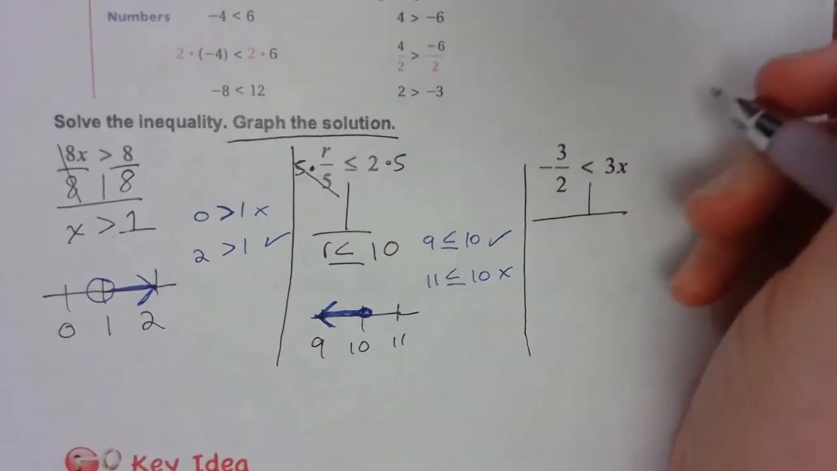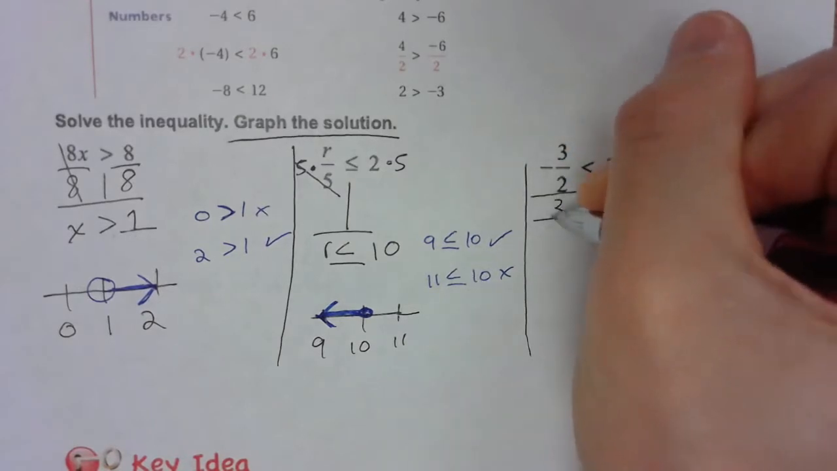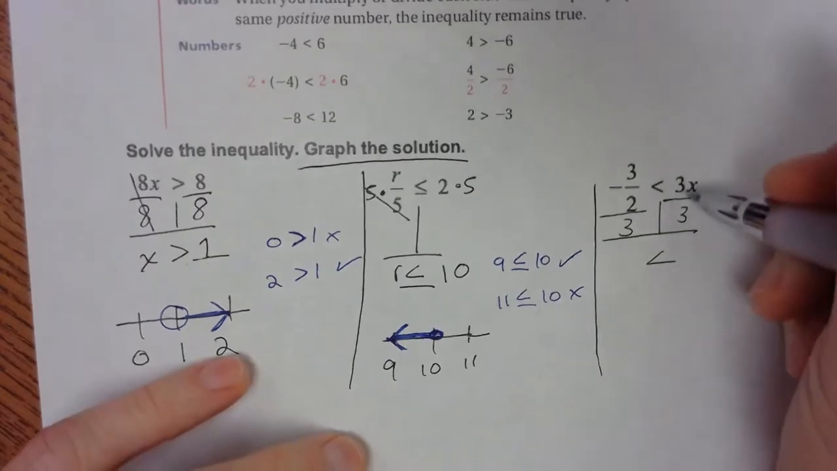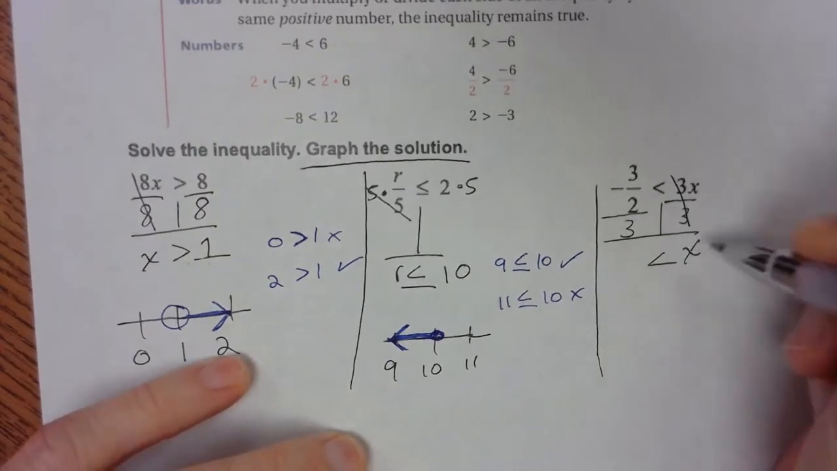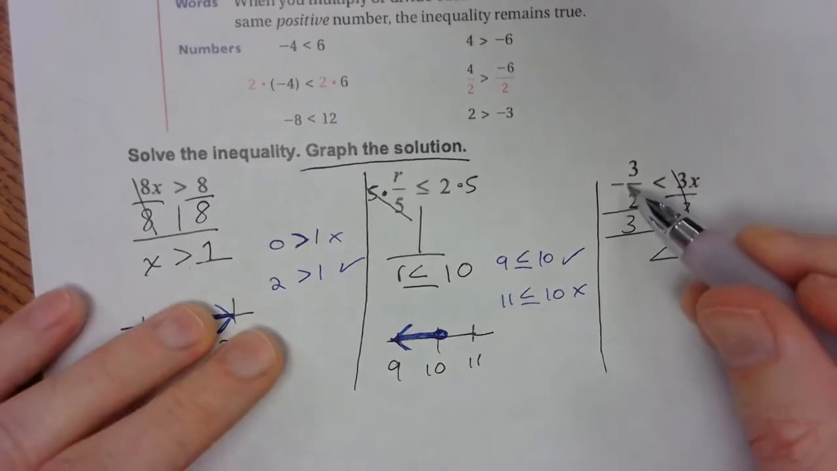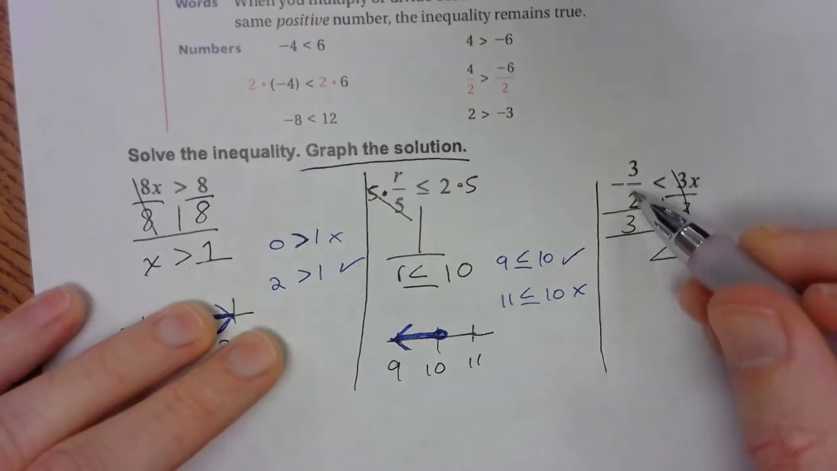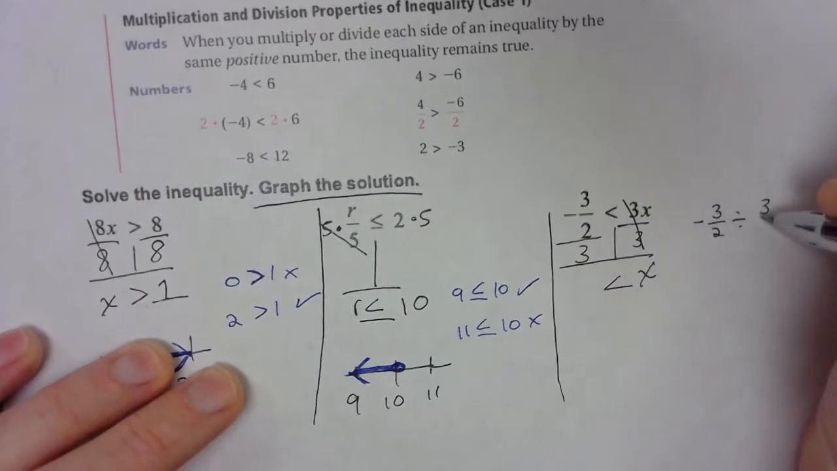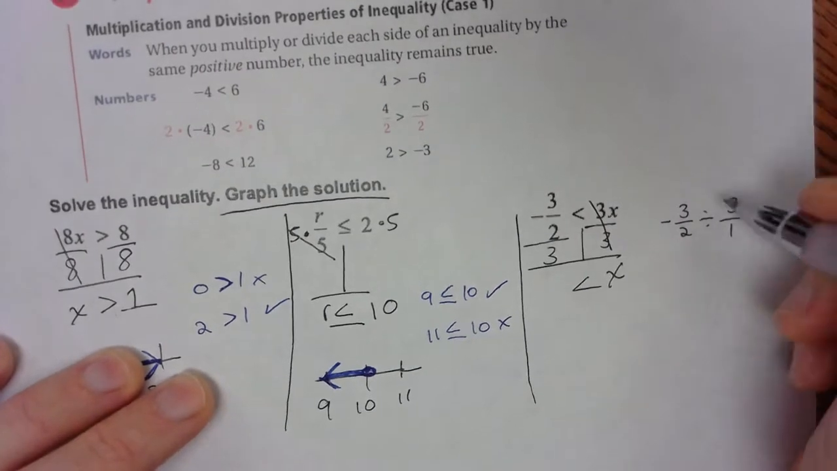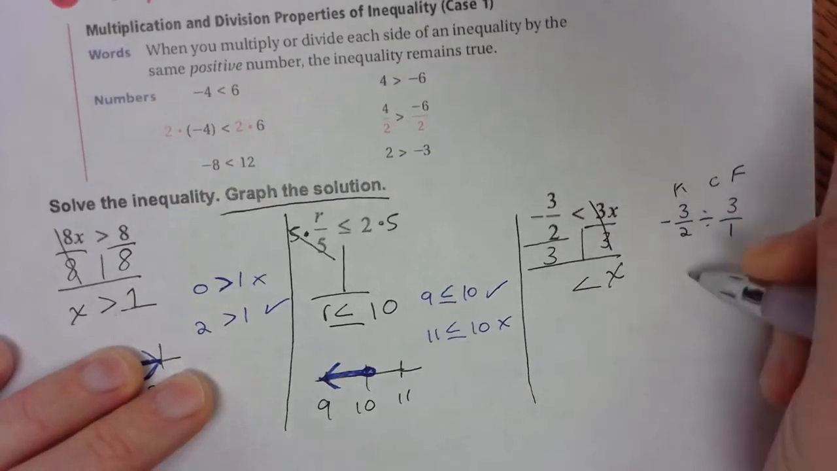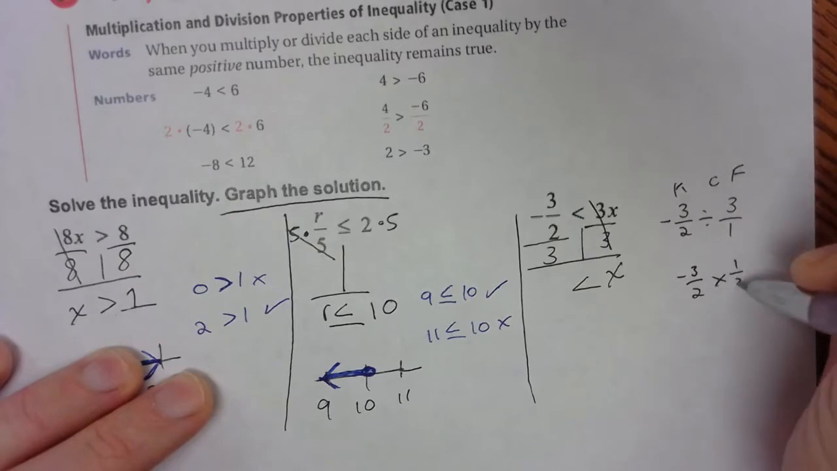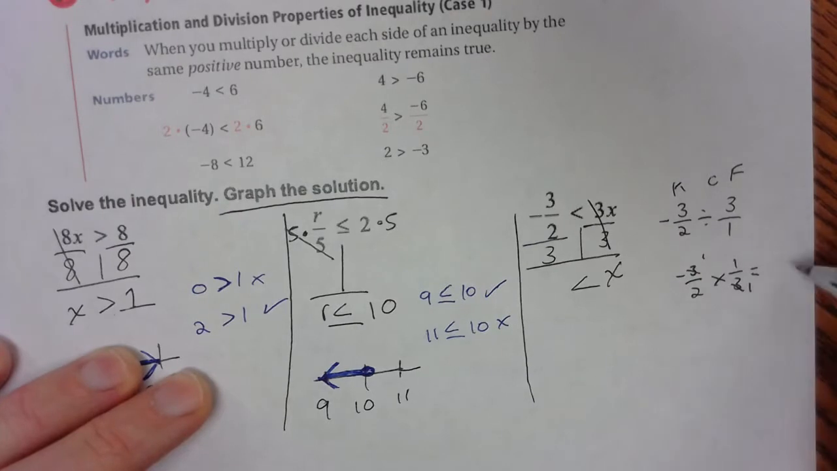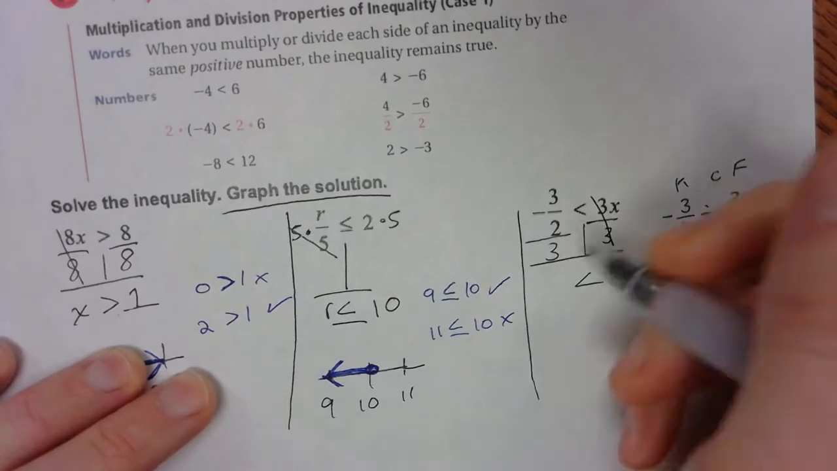Number next to a variable means multiplication, so we need to divide. So 3 divided by 3, I cross that out, bring down your variable. Inequality is less than. Now I have negative 3 halves divided by 3. I cannot do that in my head, so I'm going to go off to the side. Negative 3 halves divided by 3, so 3 over 1. Remember, I don't divide fractions. I keep change flip. Right, I can cross cancel. So I end up with negative 1/2.